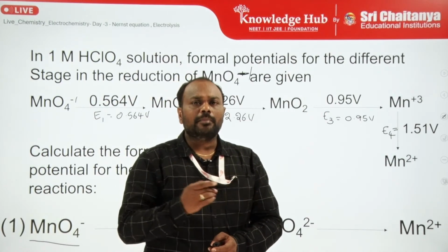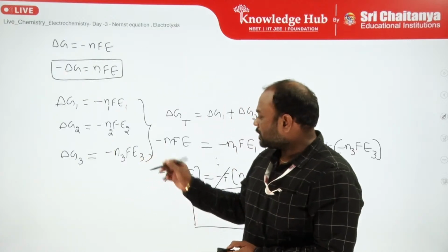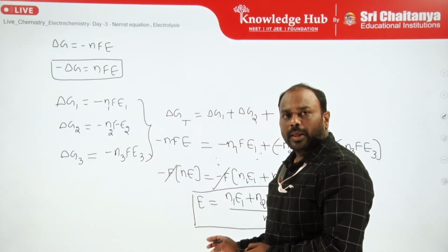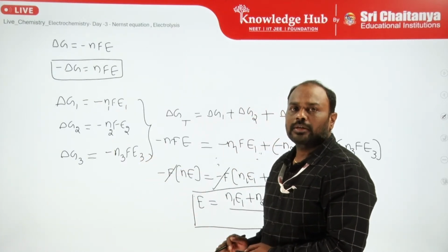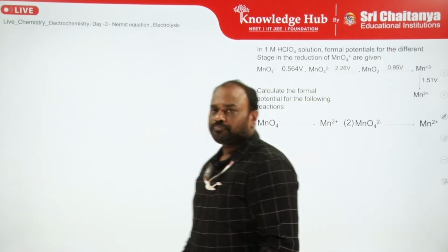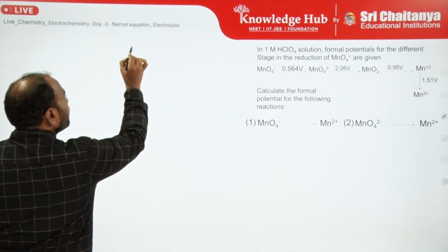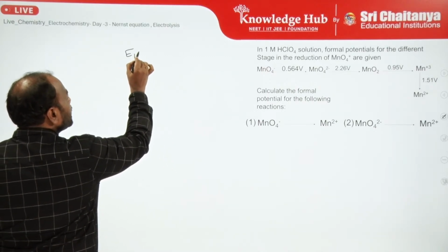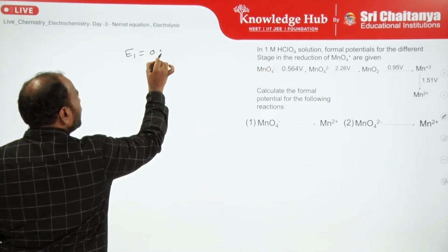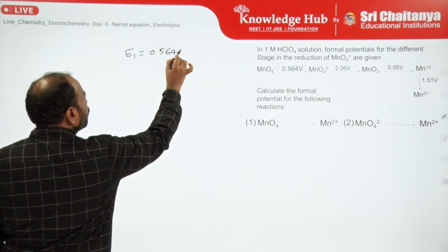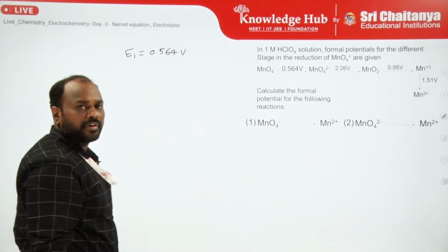Based on the slide before, we have discussed this formula. By applying it, we solve the question. See the solving process. In the first step, what is the electrode potential given? E1 is 0.564 volt according to the given data.